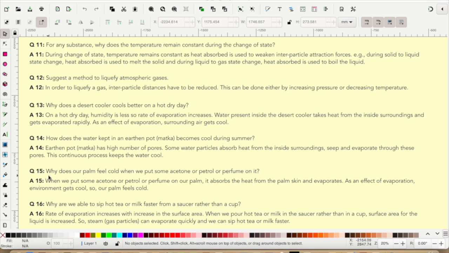Question 15. Why does our palm feel cold when we put some acetone or petrol or perfume on it? Answer is, when we put some acetone or petrol or perfume on our palm, it absorbs the heat from the palm skin and evaporates. As an effect of evaporation, the environment gets cool, so our palm feels cold.